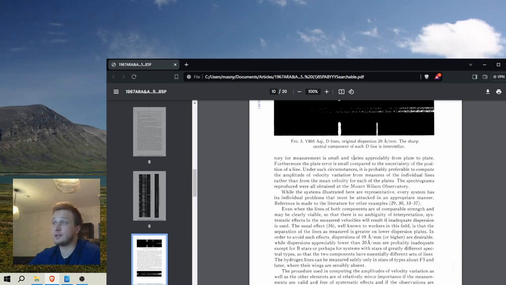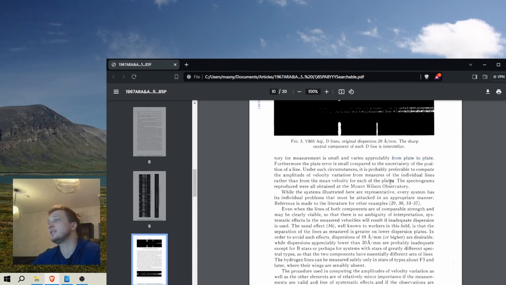I don't know how they do these spectrographic measurements, plate to plate, he's talking about. I wonder how it's done today. Furthermore, the plate error is small compared to the uncertainty of the position of a line. Under such circumstances, it's probably preferable to compute the amplitude of velocity variations from measurements of the individual lines rather than from the mean velocity for each of the plates.